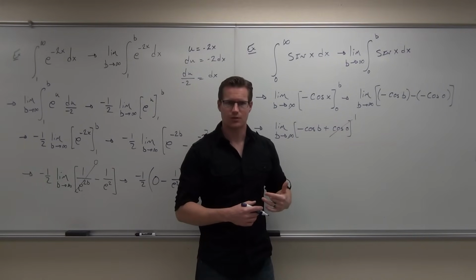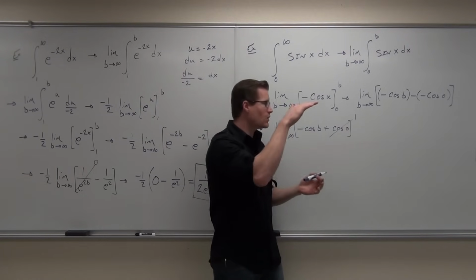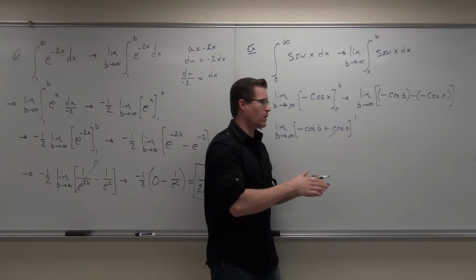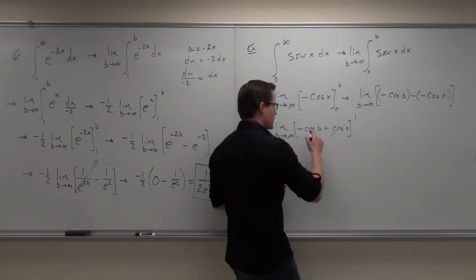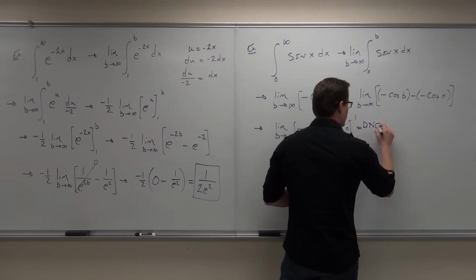Divergent. This limit doesn't exist because cosine does this forever. It doesn't ever go to 1 or negative 1 or some number between there. This is a DNE type of limit.